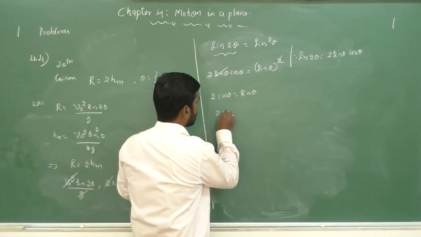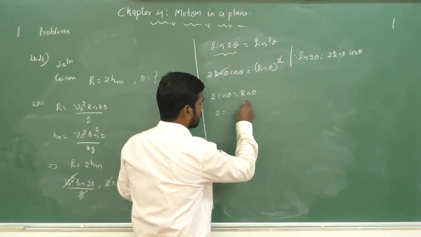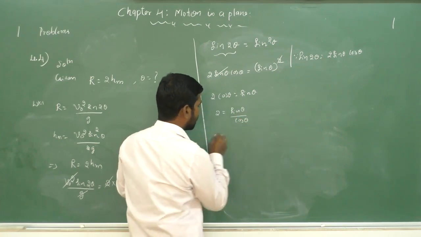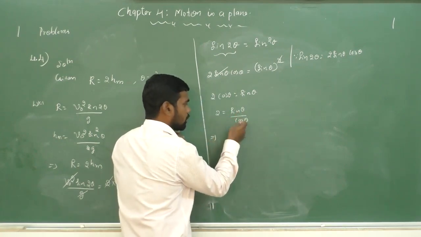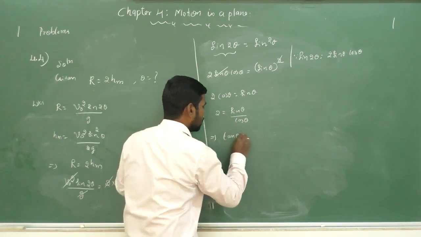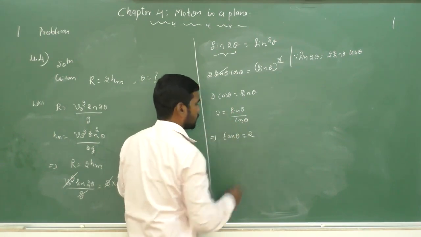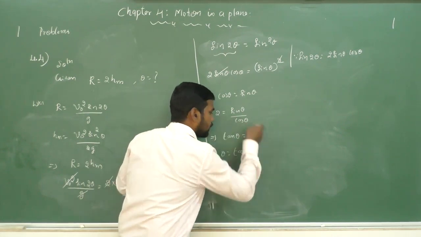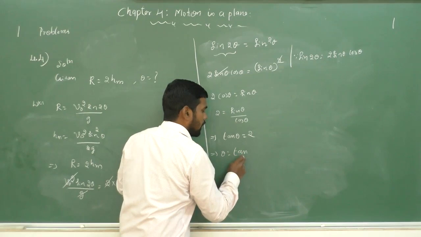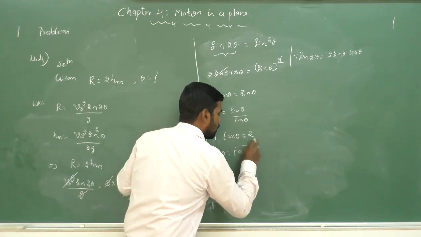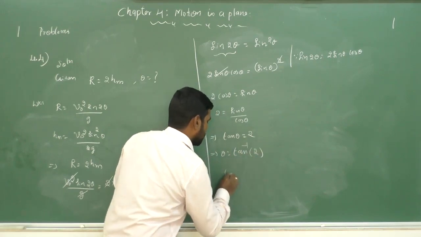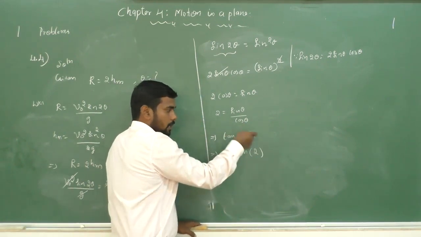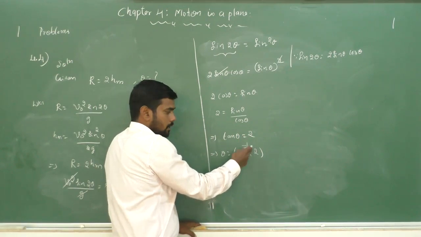Then 2 is equal to, we can take this cos theta to this side, that one is sine theta divided by cos theta, which is tan theta, and that is equal to 2 only. Which implies we need the theta value. So if you take tan to this side, tan will be converted into tan inverse of 2.